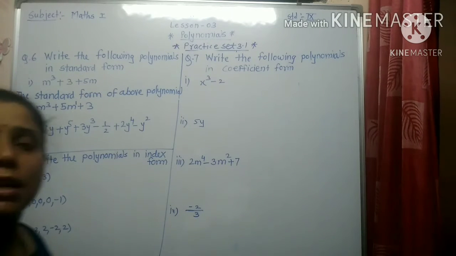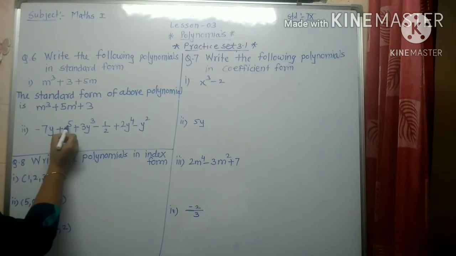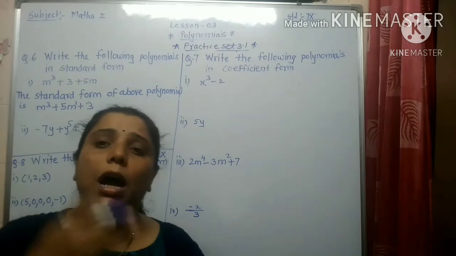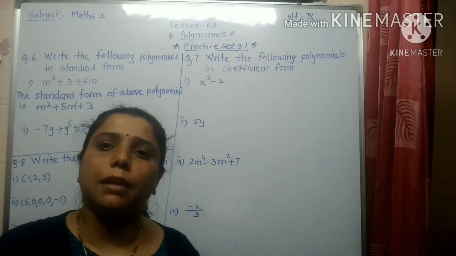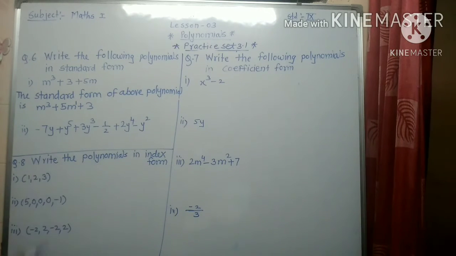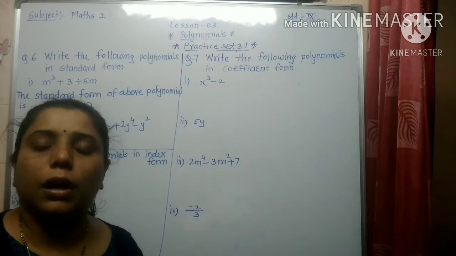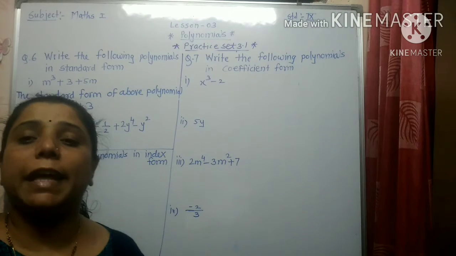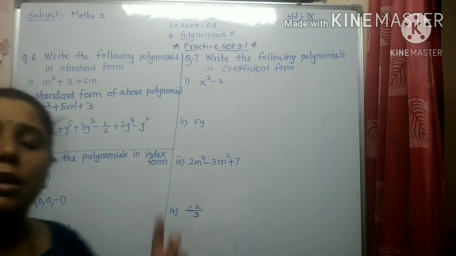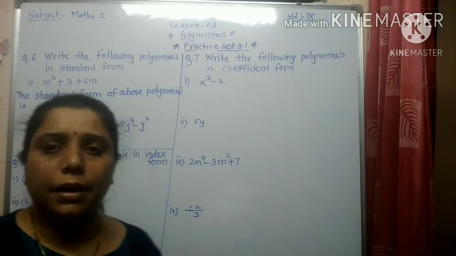Now we will first see the highest power. In this polynomial the highest power is 5. So we will first write down the term with the highest power of that variable. And when you are writing the terms, don't change the sign of the term. You have to write the terms with their signs. Don't change the sign, because we are only rearranging the terms when writing in standard form.